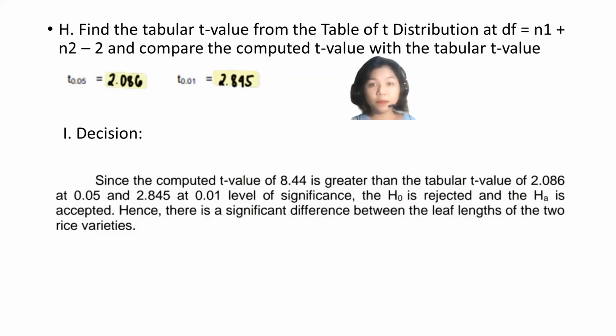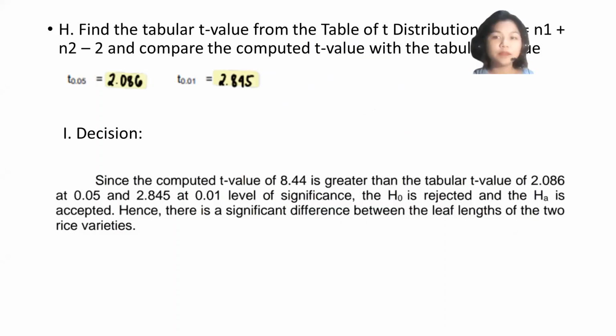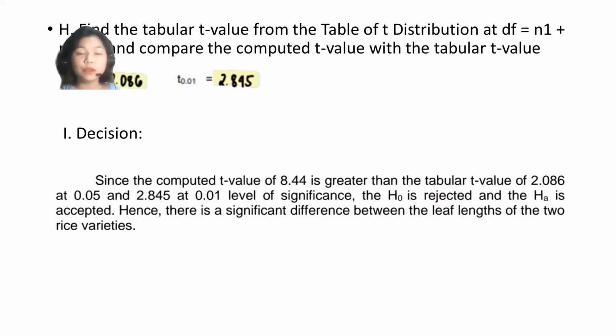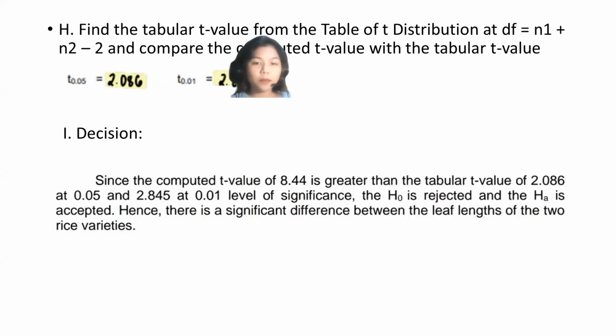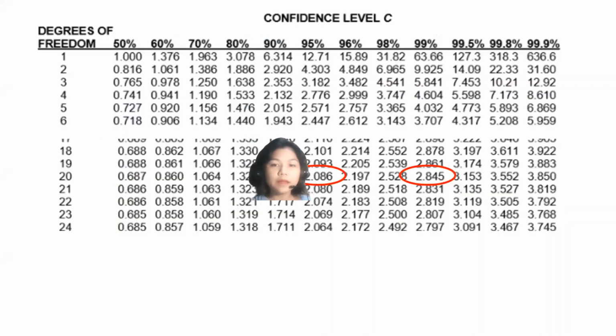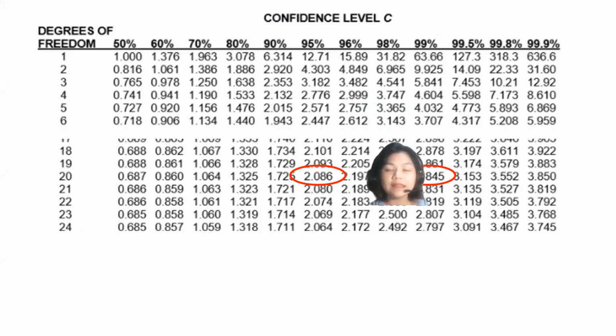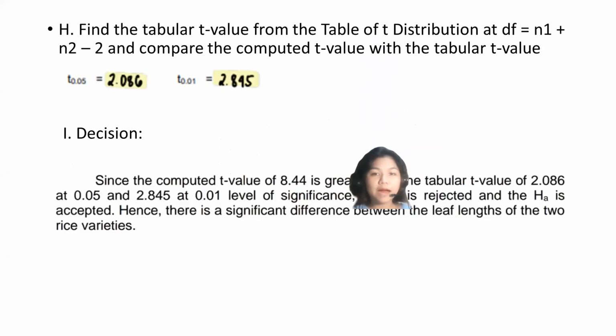So, for H naman po, we need to find the tabular t-value from the table of t distribution at df equals n1, which is 12, plus n2, which is 10, minus 2. So 12 plus 10 is 22 minus 2, it's 20. So let's check po, ano po yung value ng ating 20. 20 po yung ating df at 95%, it's 2.086. At 99% po, it's 2.845 po ang ating mga values.